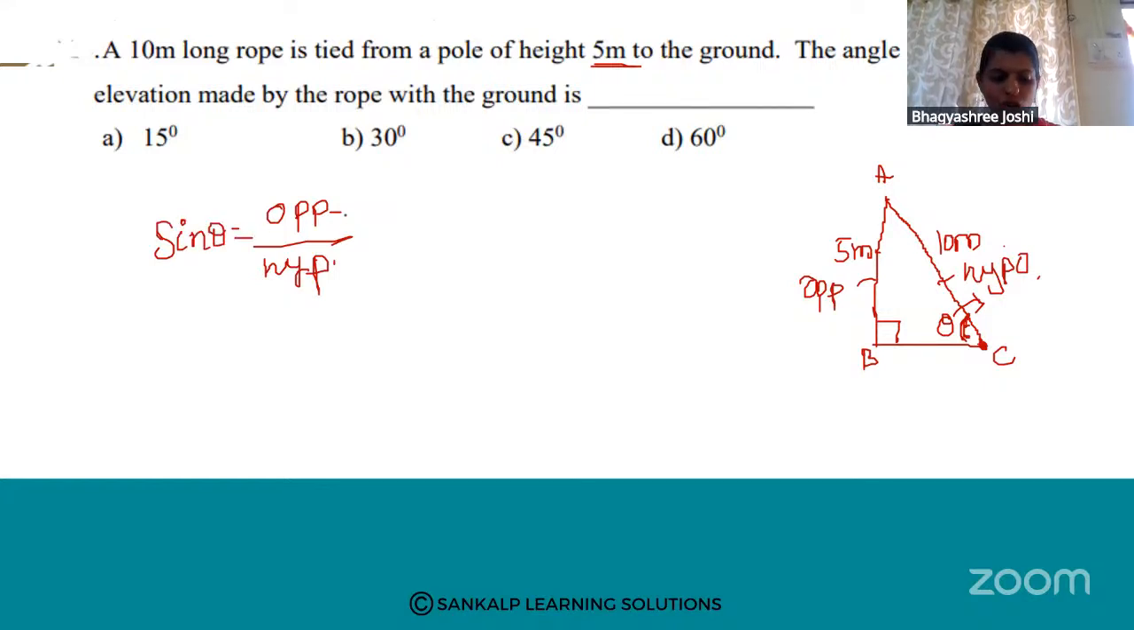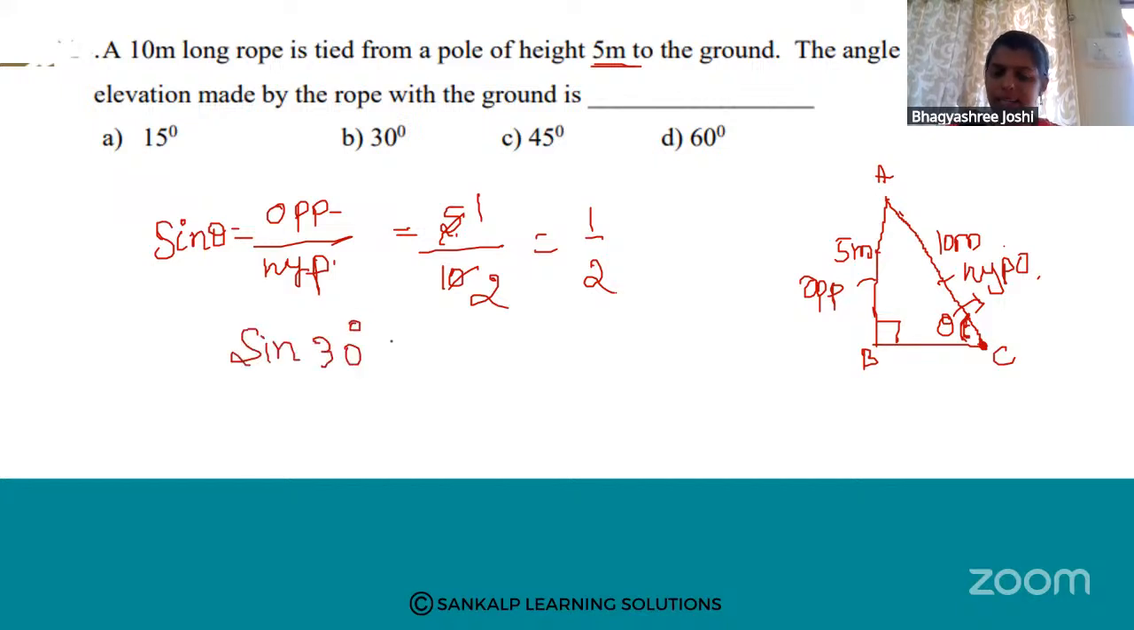It is the ratio of sine theta. So the opposite side value is 5 meter and the hypotenuse is 10 meter. 5 ones are 5, 5 twos are 10, that means 1 divided by 2. So 1 by 2 is the value of sine 30 degree. So sine 30 degree is 1 by 2.